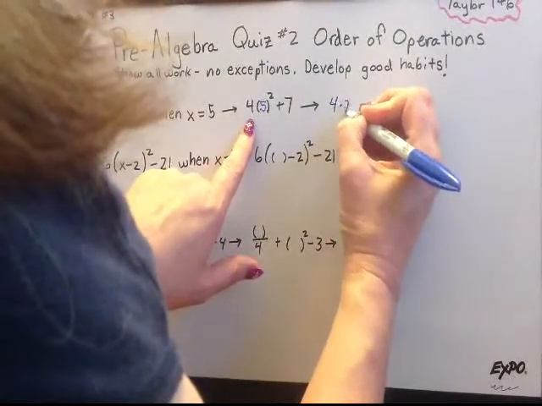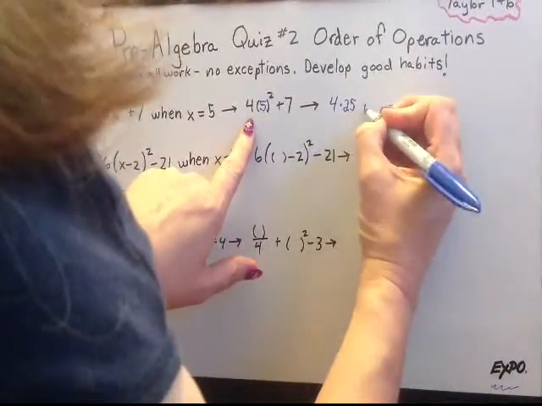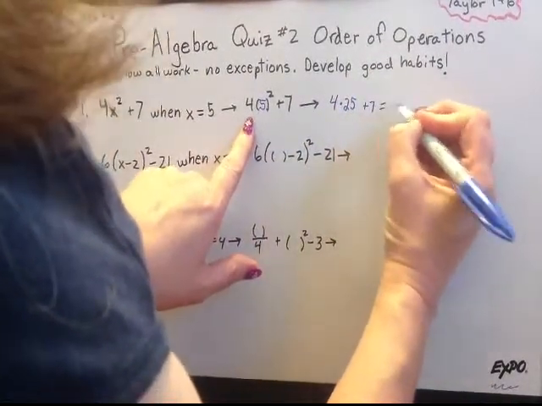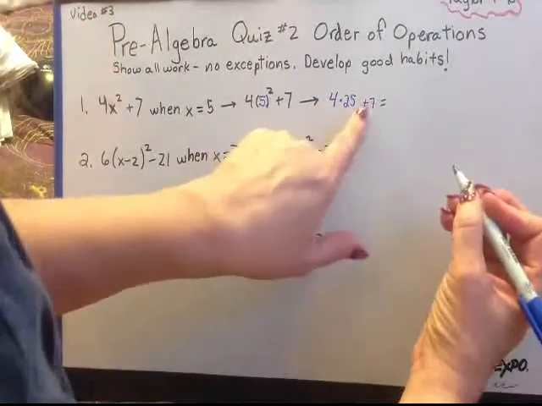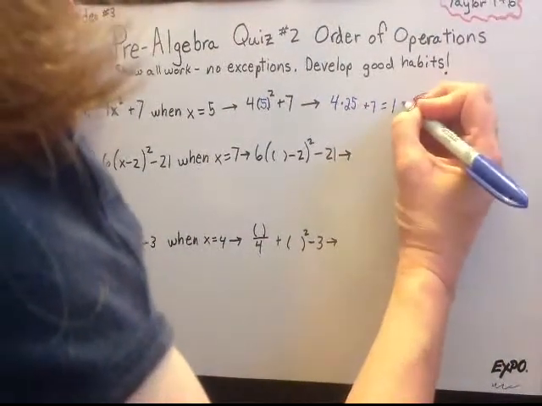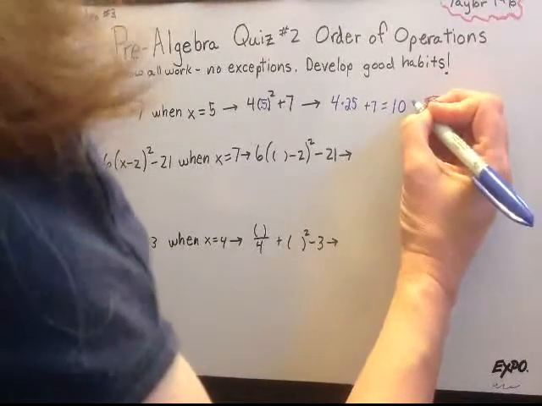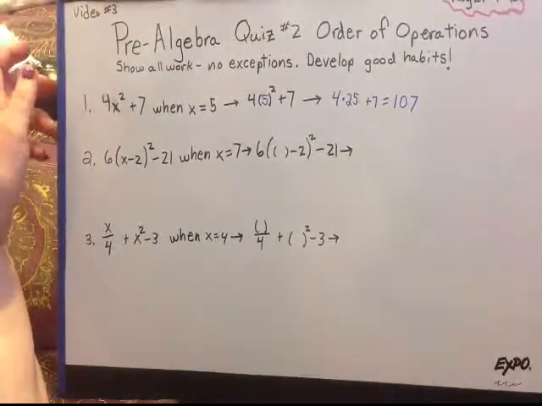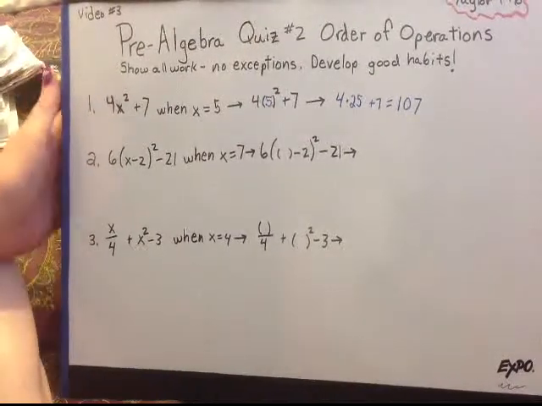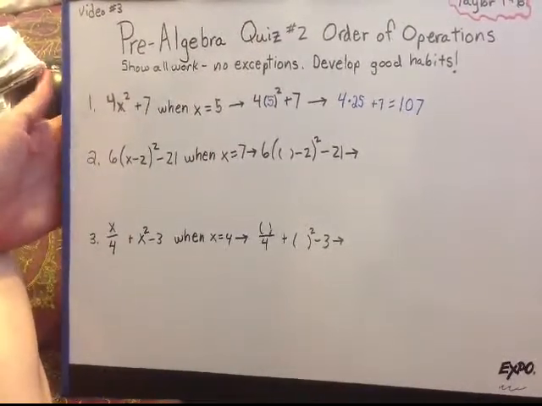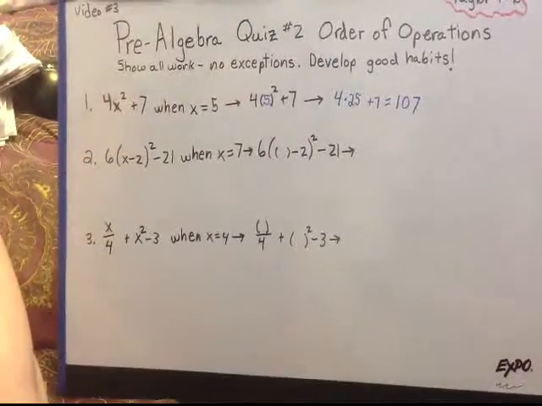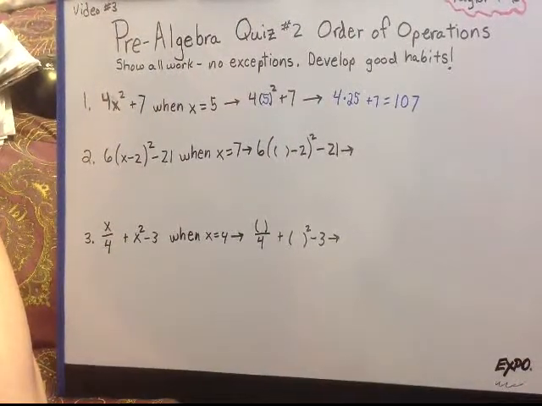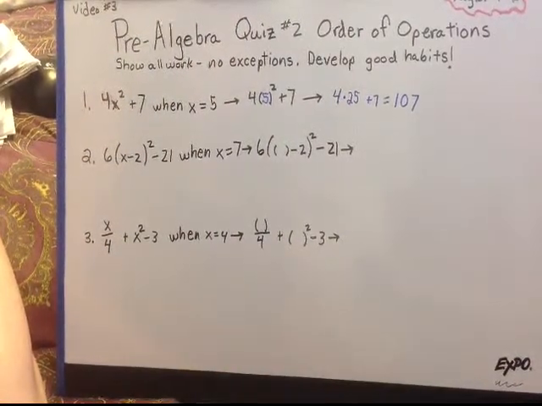100 plus 7, or 107. That's the correct answer. A lot of you all put 407 for the correct answer. I did give some partial credit if you used parentheses when you were substituting. If you showed me work, I gave some partial credit where I could.